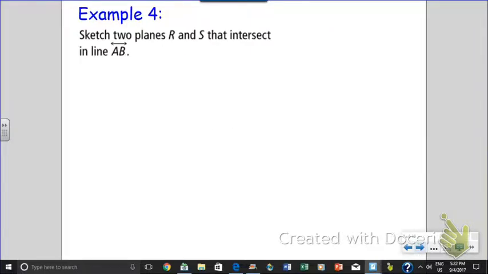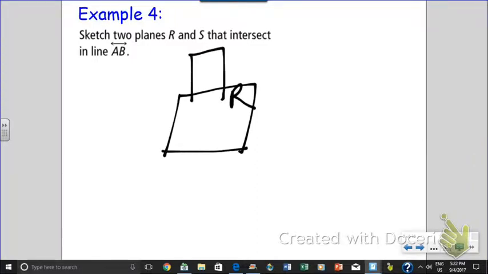Our next example, sketch 2 planes R and S that intersect in the line AB. So we have 2 planes, R and plane S, that intersect at the line AB.